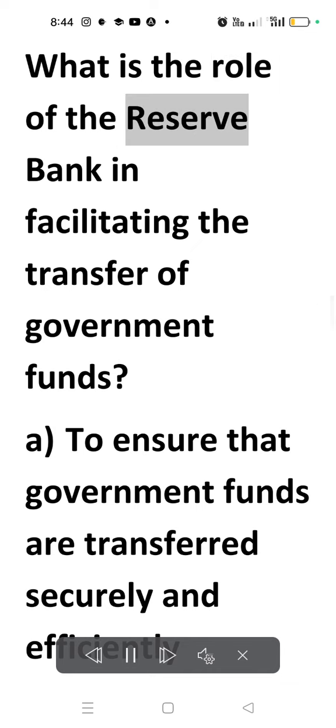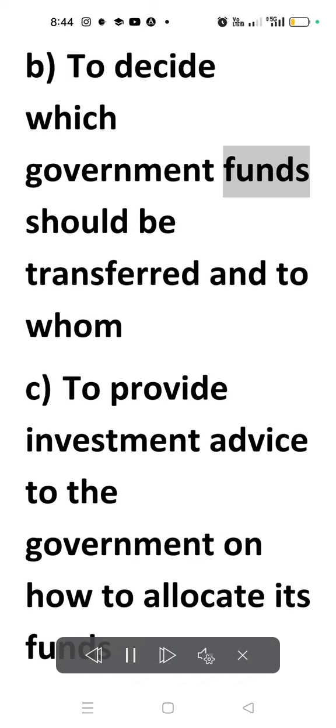What is the role of the Reserve Bank in facilitating the transfer of government funds? To ensure that government funds are transferred securely and efficiently. To decide which government funds should be transferred and to whom. To provide investment advice to the government on how to allocate its funds. To audit the government's financial statements to ensure that funds are being used appropriately. Answer: A. To ensure that government funds are transferred securely and efficiently.